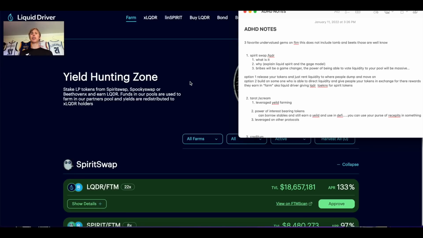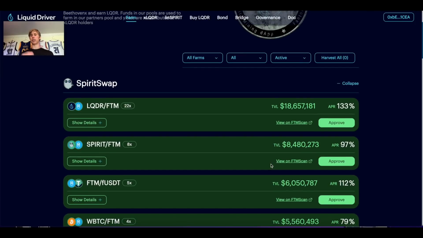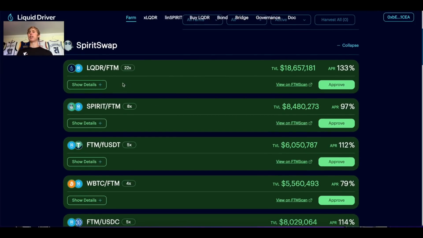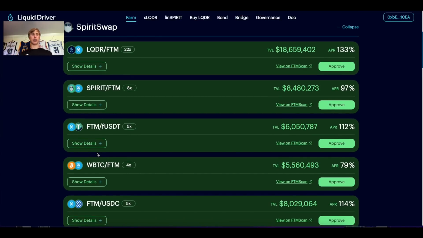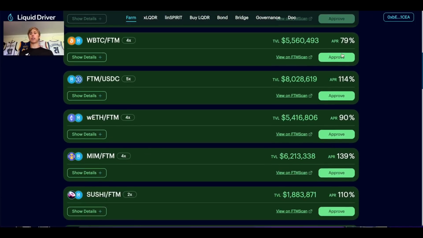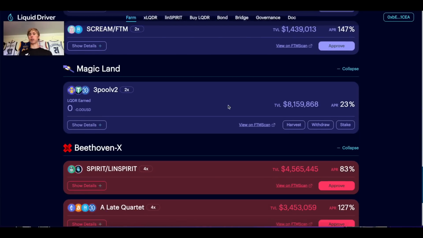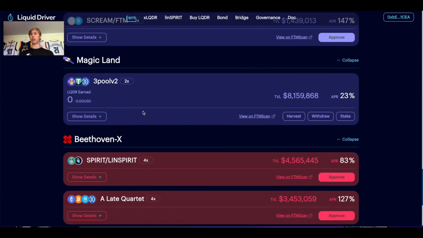Now, let me go ahead and explain to you what Liquid Driver is. So what Liquid Driver is, any of these pools, like Liquid Driver Phantom, Spirit Phantom, Phantom FUSDT, etc. What they're doing is if you deposit into these pools, they will give you an APR in Liquid Driver. Now, these APRs are actually higher than what you can see on SpiritSwap, or on SpookySwap, as you can see when you scroll down, or even on any of the Curve pools.